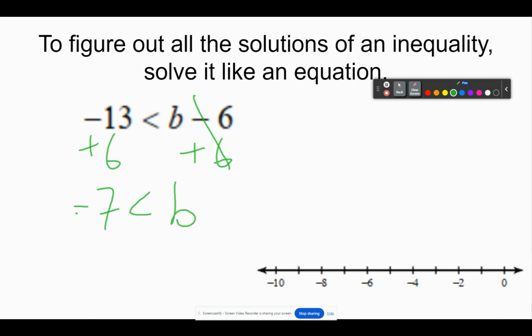It's going to be an open circle. B is greater than -7. Is -7 less than 0? It is. This is true over here, so it's going to be an arrow going this way.